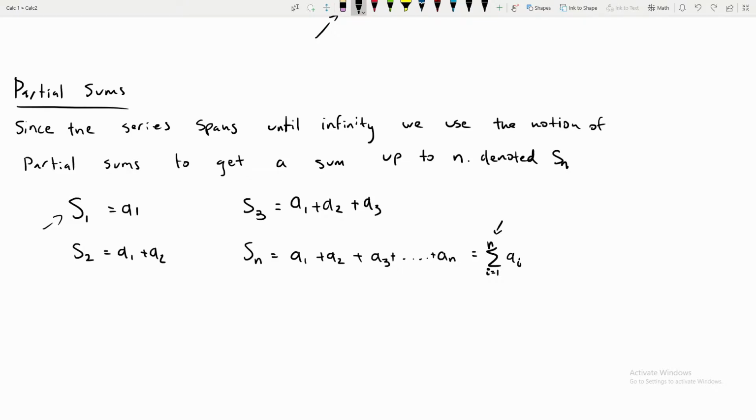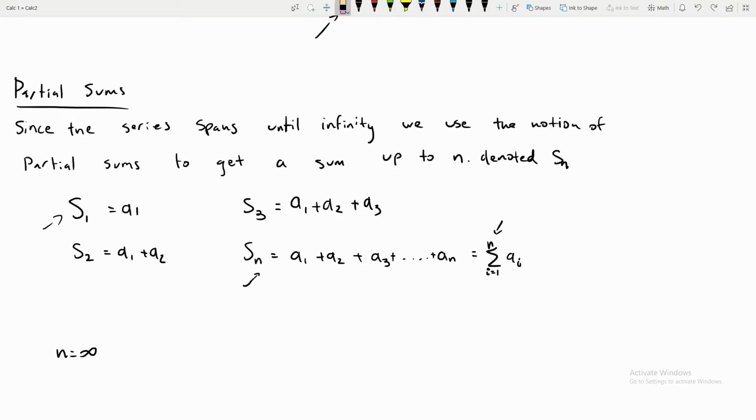So we can use these partial sums to compute what the actual series sum will be. We can do that by assuming that, since the series itself will span up until infinity, we want to compute s_n as n goes to infinity. So basically n is equal to infinity. We've seen this plenty of times. We know how to set n equal to infinity, and that's what we're going towards.